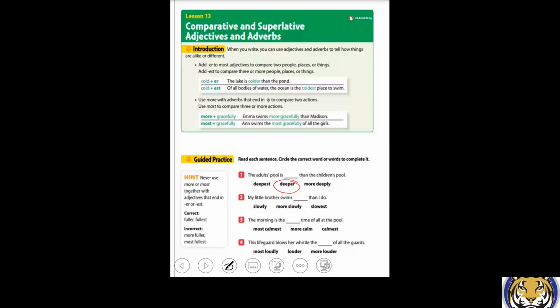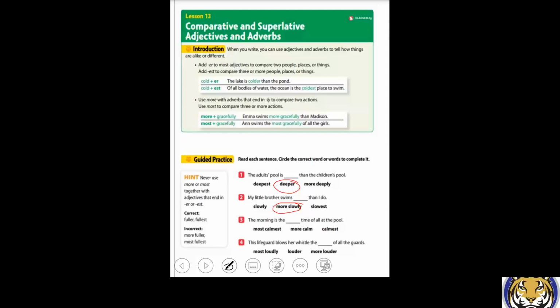Looking at number 2, my little brother swims blank than I do. So would it be slowly, more slowly, or slowest? Well, if you have an adverb with more, it's comparing two actions. So since slowly has ly at the end, we're going to choose more slowly as our choice. My little brother swims more slowly than I do.